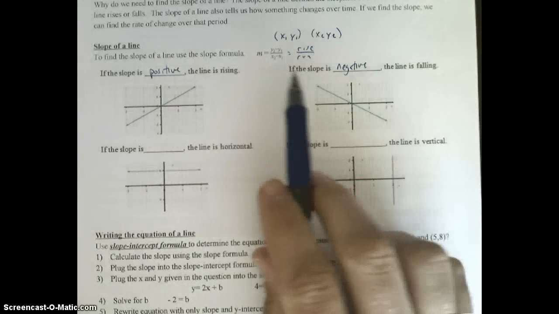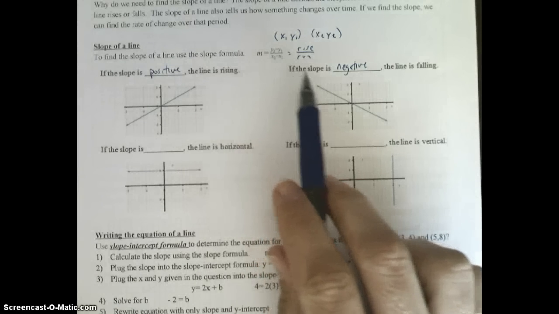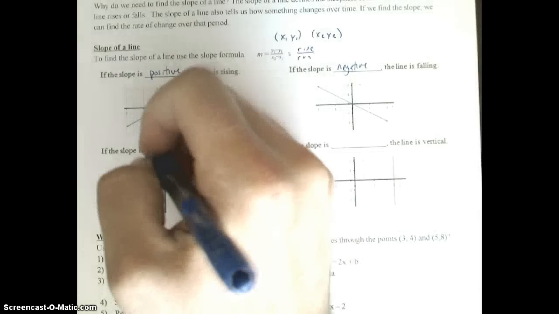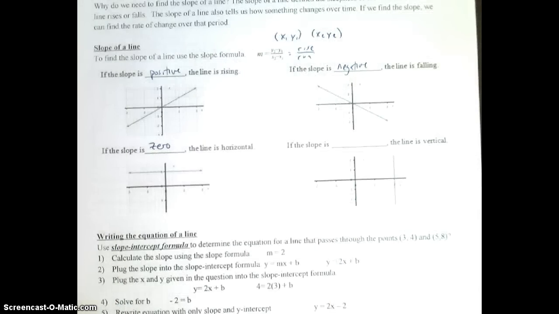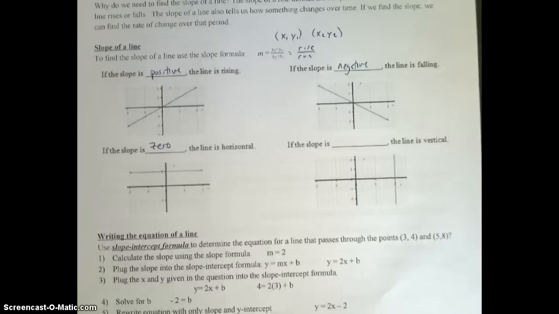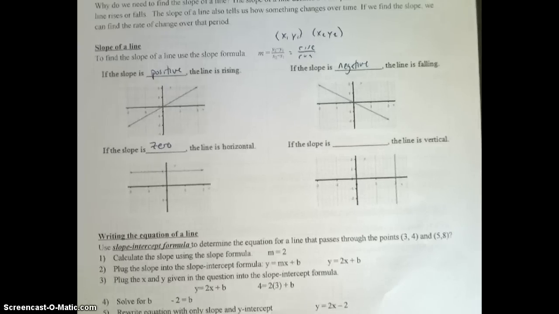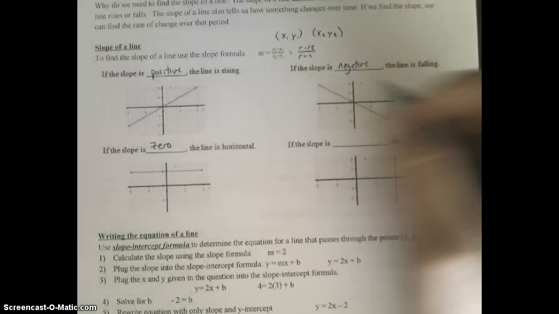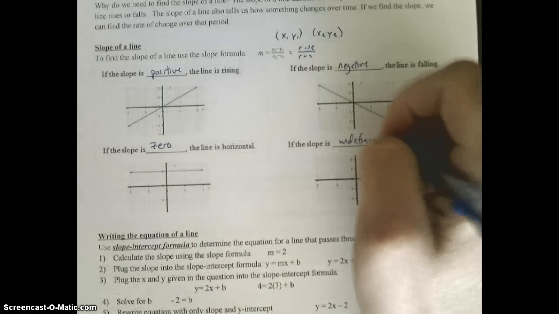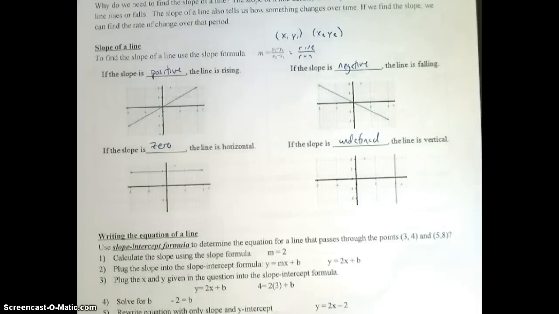Think about your savings account. If you're having money taken out of your savings account every month, it's falling. If the slope is 0, the line is horizontal. Going back to the savings account, if you have $100 in your savings account and you never touch it, it stays the same. And lastly, if the slope is undefined, the line is vertical. Undefined is when we divide by 0. So when you're using your slope formula, if you ever divide by 0, you're going to have a vertical line.